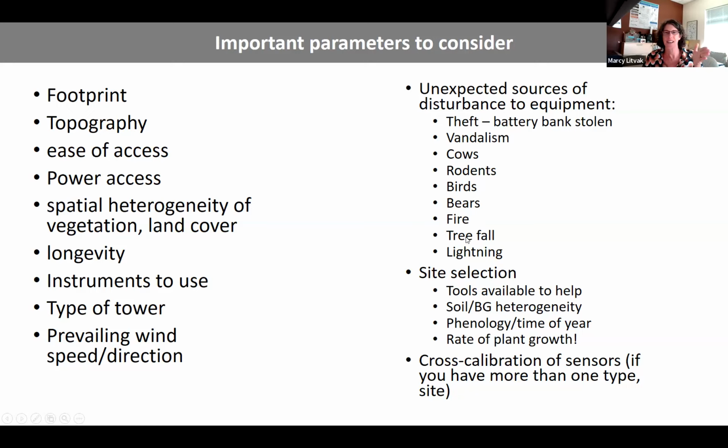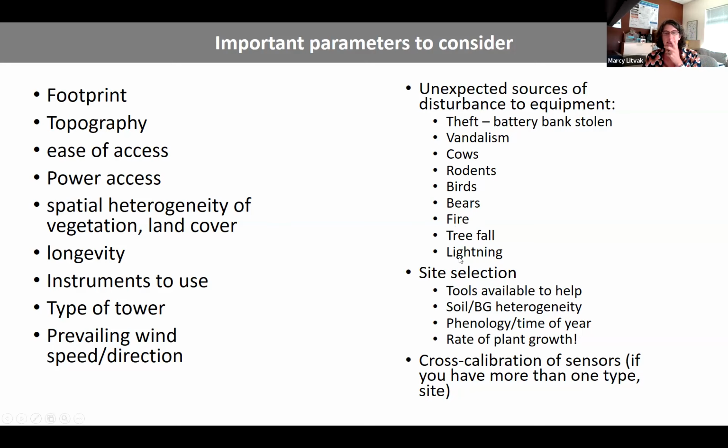Tree fall. We've had a tower fall on our guy wire at one of our high elevation sites that we had to take care of right away. But we also, just in the last three weeks, had a tree fall over one of our repeaters that we're using for our wireless data transfer.